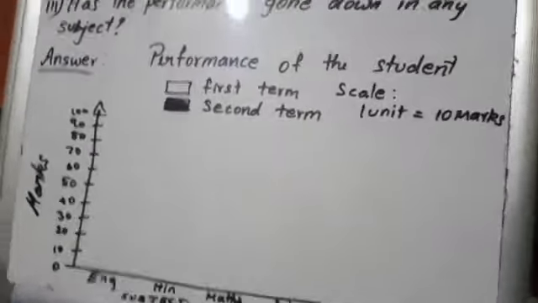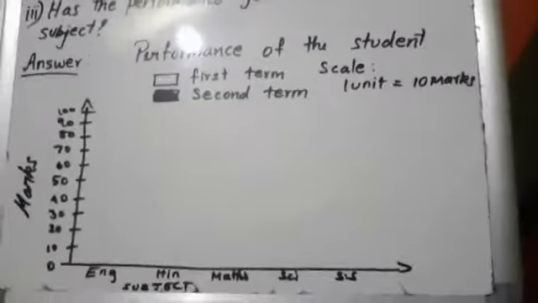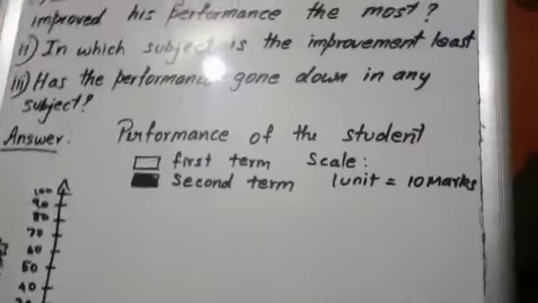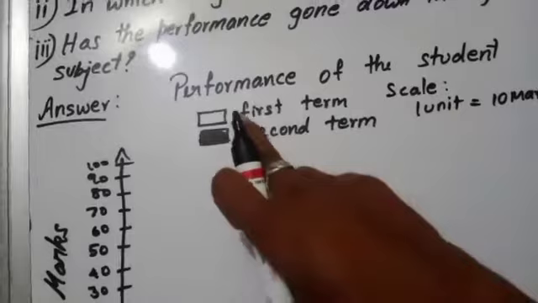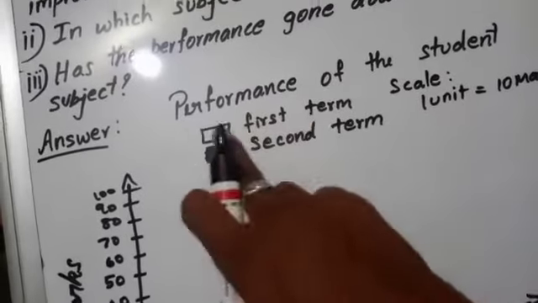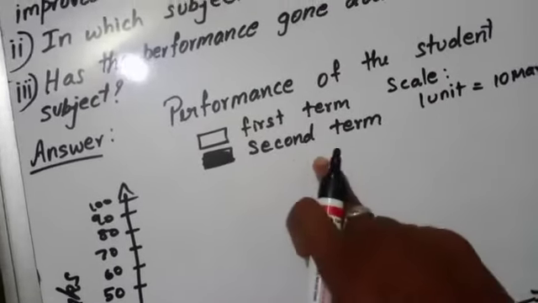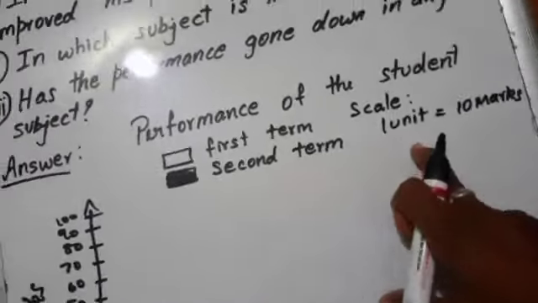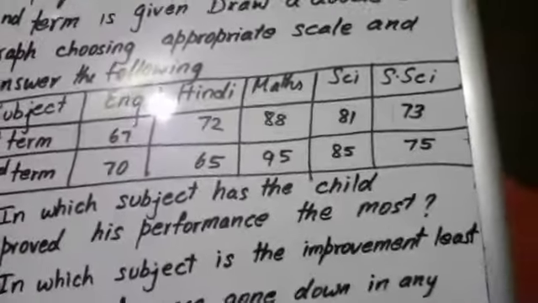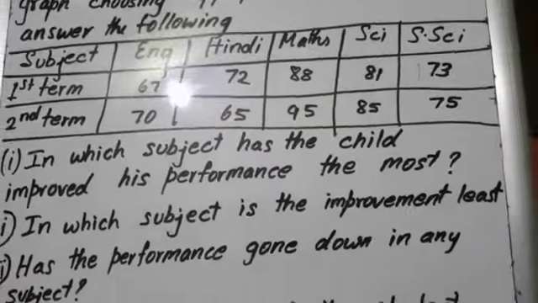Here students, to draw a double bar graph, the main thing is you have to write the title, performance of the student. Now I am choosing the first term, I will keep the bar empty. Second term I will shade it. The scale I have chosen, according to the given data, you have to choose the scale. 1 unit is equal to 10 marks.